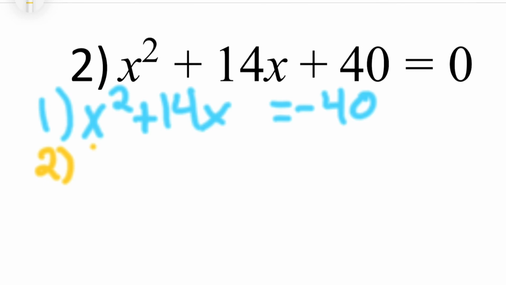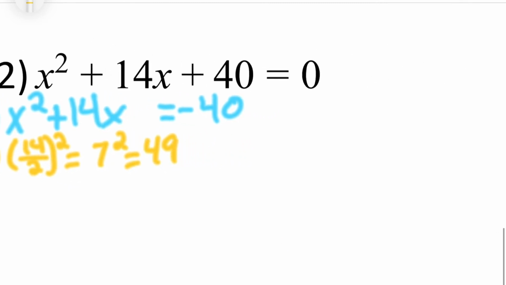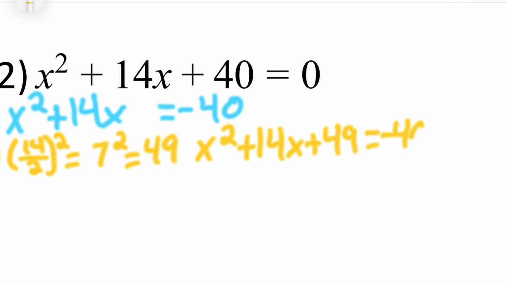Step 2, our b is 14, so we're going to do 14 divided by 2 squared, which is the same thing as our 7 squared, which is 49. So after step 2, our equation now looks like this. X squared plus 14x plus 49 equals negative 40. And I put a comma there so I can break it up so you can see it a little bit easier.